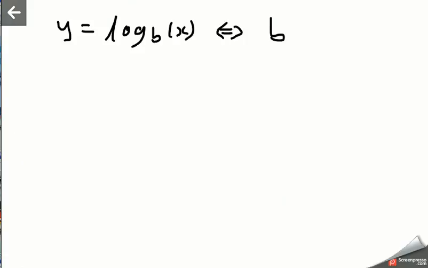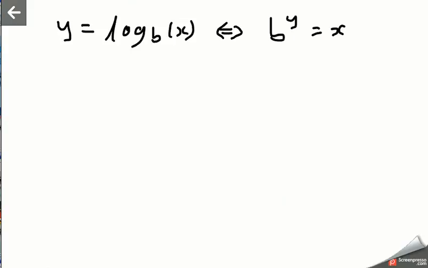Anyway, let's get started. Recall that y equals log to the base b of x if and only if b to the power of y equals x. That means the logarithm to the base b function is actually the inverse of the b to the power of something function. That's an important detail.